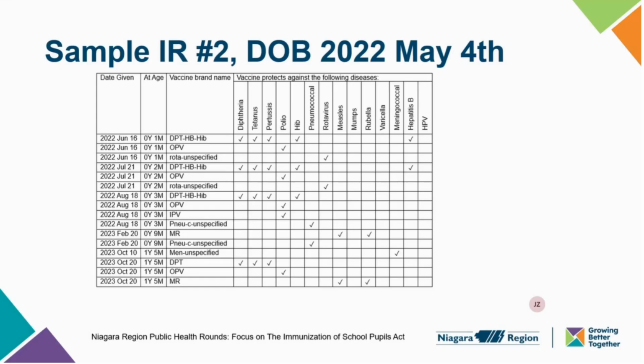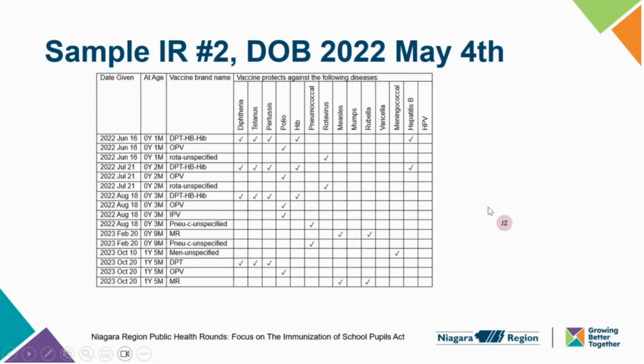HIB is not ISPA, but if you look at Table 8 in the publicly funded schedule, and you look at this child's HIB series, you can see that they had their last HIB at 3 months of age, and they haven't had any other HIB since. So they should have a dose over 1 year of age, so they should need one more HIB.